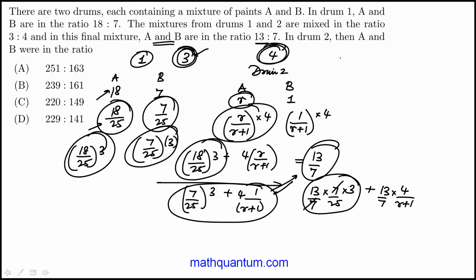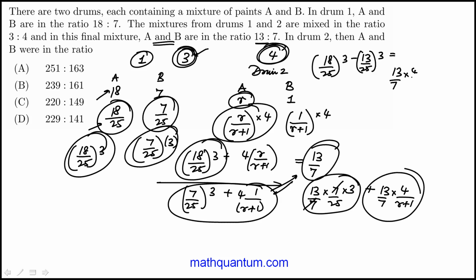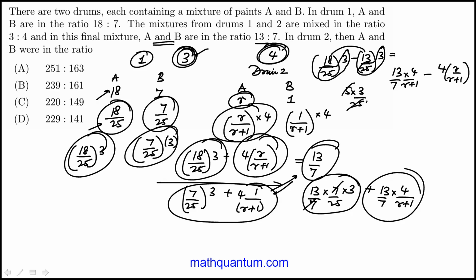It's a little bit messy. 18 over 25 times 3 minus 13 over 25 times 3, and that's equal to this piece. Trying to reduce my work here. Minus 4R over R plus 1, because I had to move that to the other side. Here, I can pull out the 3 over 25, and the difference between 18 and 13 is 5. So this is really 5 times 3 over 25. So it nicely becomes 3 over 5.